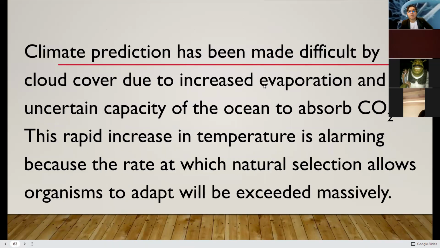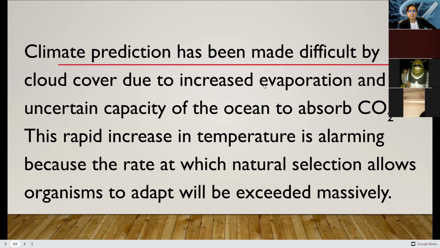Climate prediction has been made difficult. It is really difficult for us now to predict climatic conditions because of cloud cover due to the increased evaporation caused by heat. Too much heat, too much evaporation, can also cause too much precipitation. Of course, because there is a lot of heat, there is a bigger chance of evaporation, and eventually it will rain. It will eventually precipitate. And there is the uncertain capacity of the ocean to absorb CO2.